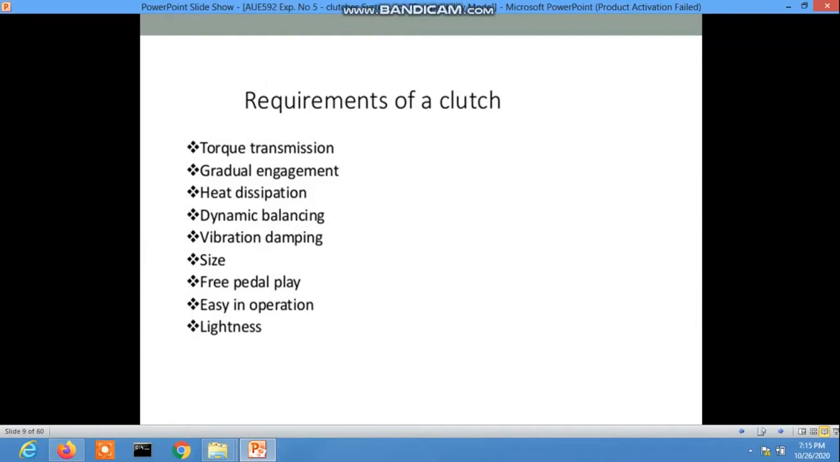Free pedal play is one of the important requirements. If the pedal play is not free, that means some gaps are not there, so what happens is the clutch is slipping. Why? Because some portion of the clutch is still engaged. Then easy operation, and last of all, lightness, it should be lighter.